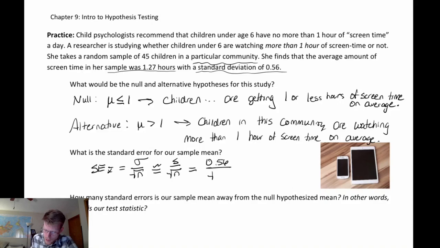We also have 45 children, so it helps to write this information down over here: n equals 45, S equals 0.56, X bar equals 1.27. Now I'm going to calculate this out: 0.56 divided by the square root of 45, and I get 0.08348. I'll go to 4 decimal places, 0.0835. Okay.